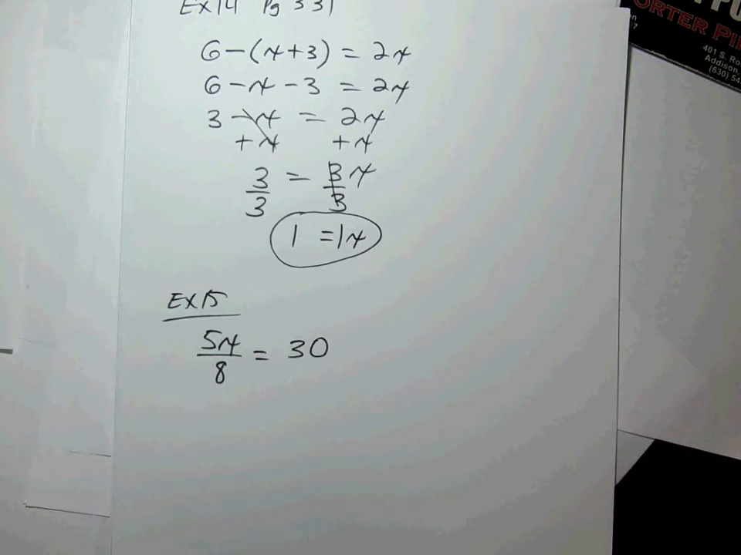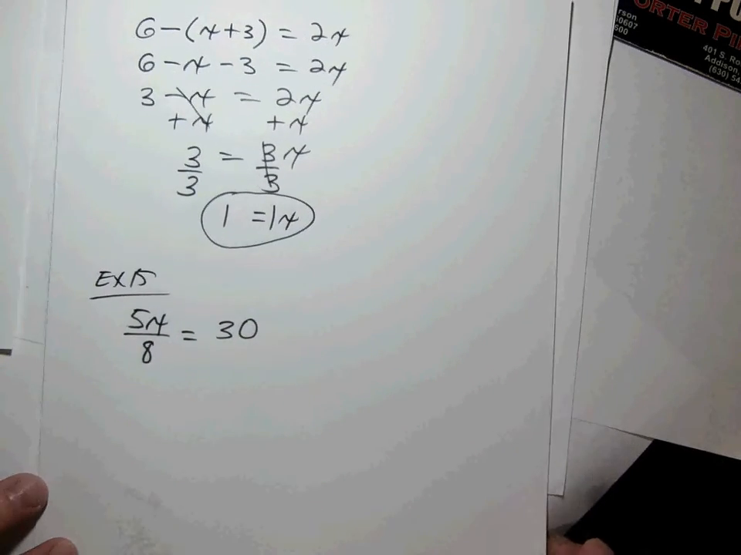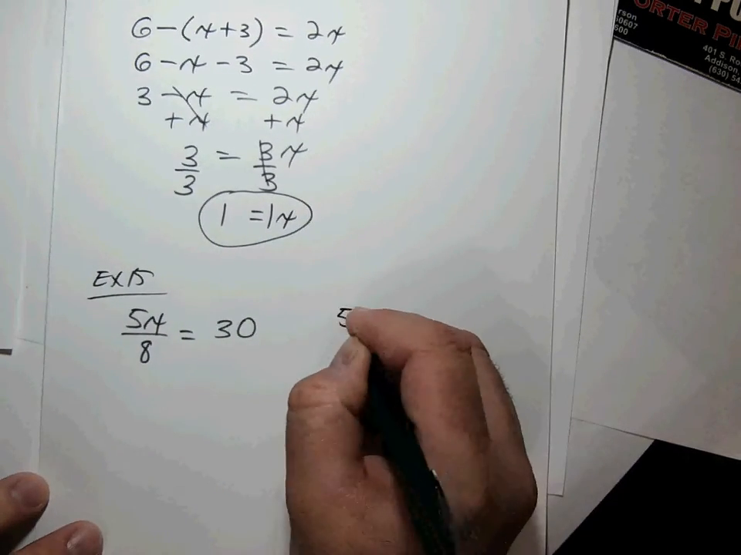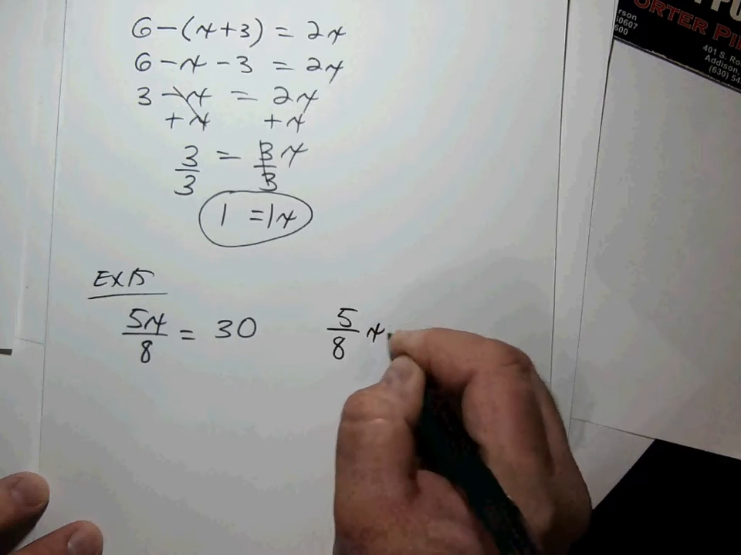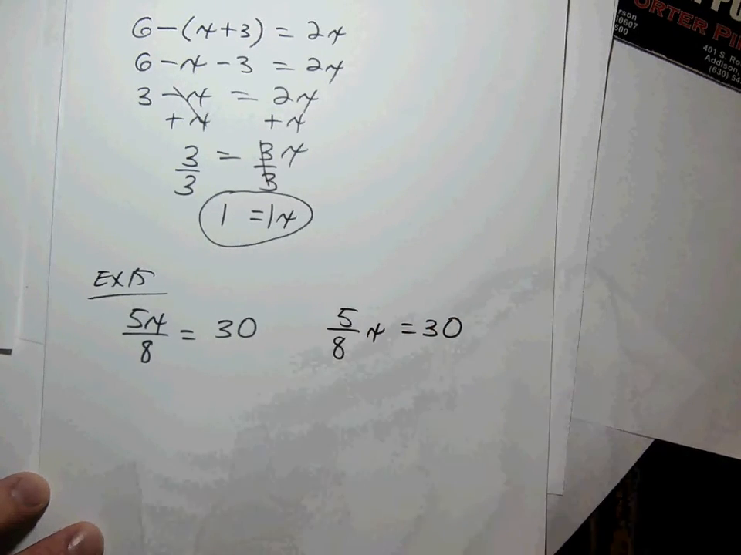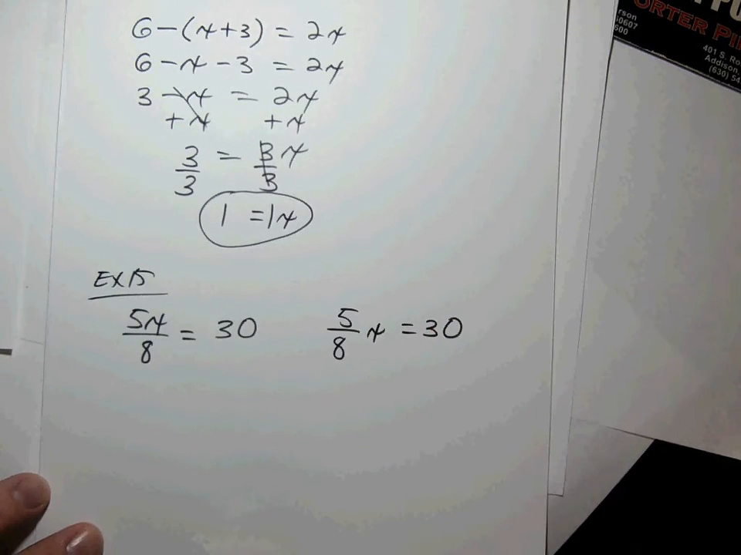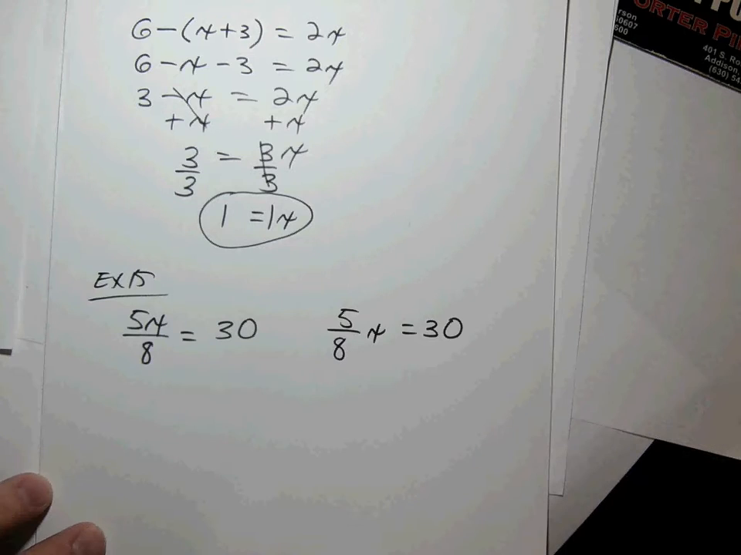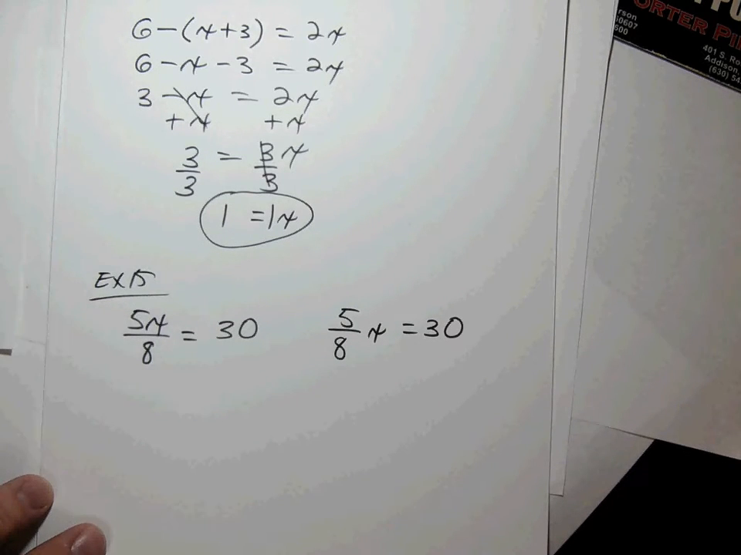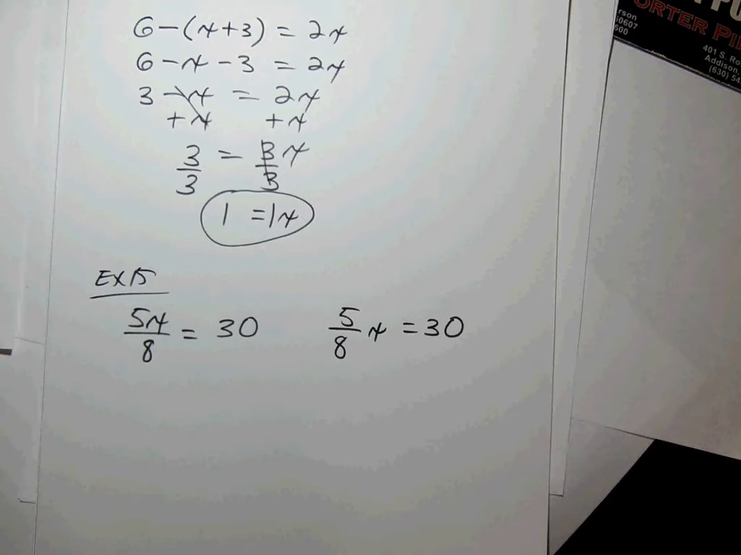5x over 8 equals 30. That's no different than if I had written this, 5/8 x equals 30. Is everybody comfortable with that? Only the numerator is being multiplied by x, but it's quite common to write x next to the whole fraction. It's also quite common to just stick the x up there in the numerator.